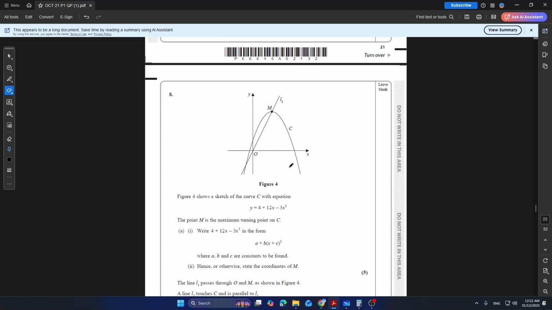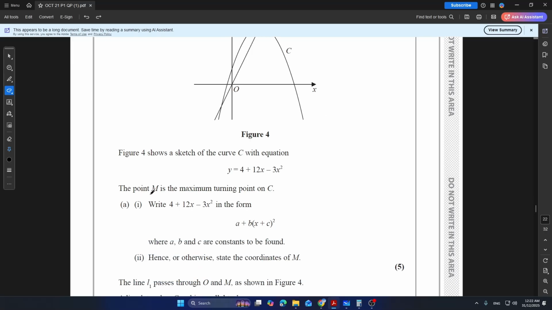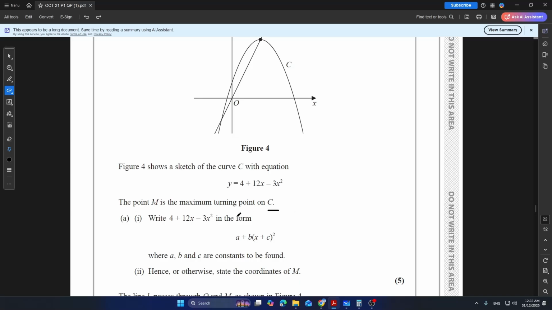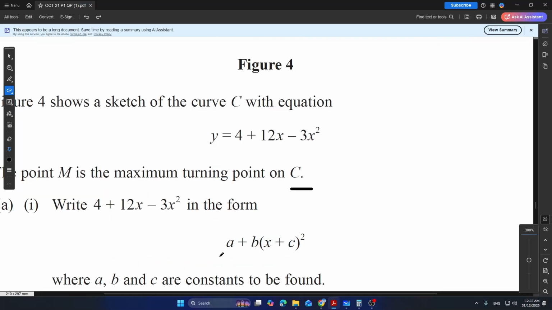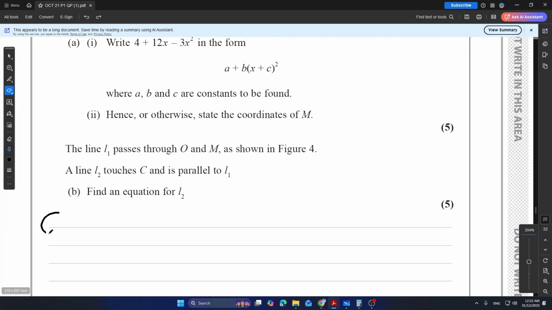Okay, so question 8 tells us figure 4 shows a sketch of a curve. This is a curve equation, quadratic. The point M is the maximum point on C, and we have to write this equation in the form A plus B(x minus C) squared. Any time it wants us to write in this form, we're going to use something called completing the square.